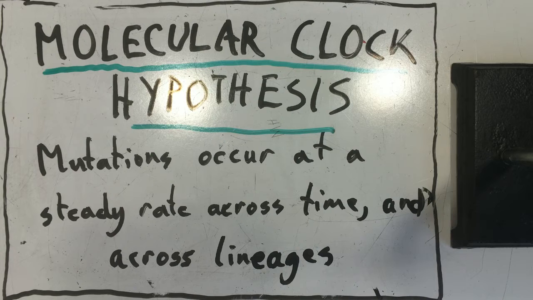It does so because of a hypothesis called the molecular clock hypothesis. Now, the molecular clock hypothesis is simple. It posits that mutations occur at a steady rate across time and across lineages. So in plainer language, mutations happen at a fairly steady rate, right? You'll have a mutation at a predictable rate across time.